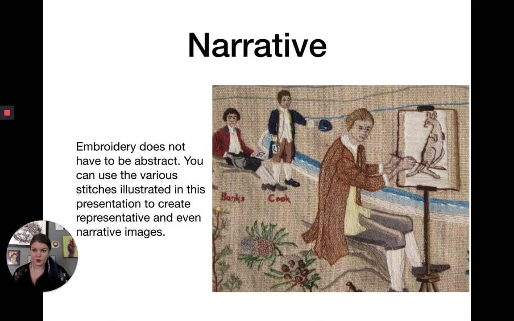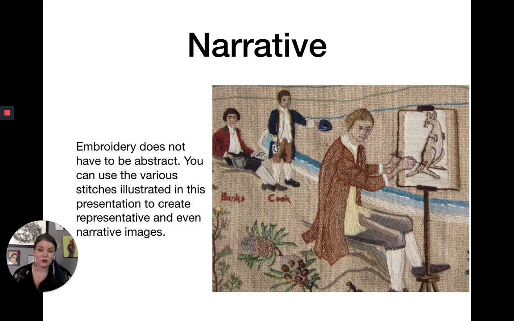I'm an abstract artist when I'm in my studio practice outside of teaching, but I know that not everybody is, and some people in the past have struggled with things in fiber art because they don't like working in abstract ways, which is okay. I will say if you don't generally do abstract work, maybe this is a good time to experiment in that realm and push yourself, but embroidery does not have to just be abstract. You can use stitches to illustrate and draw with. You can have narrative stories.